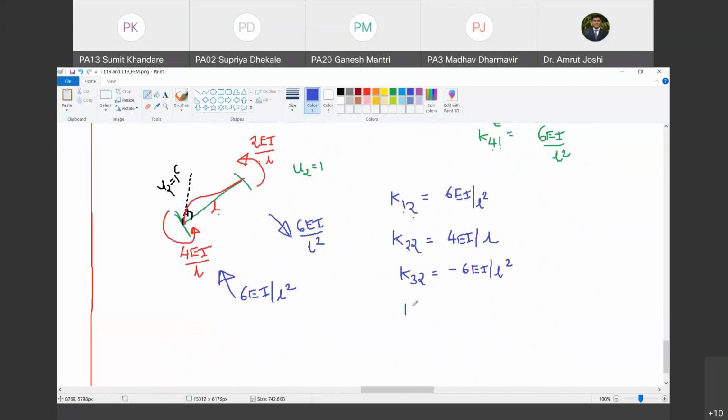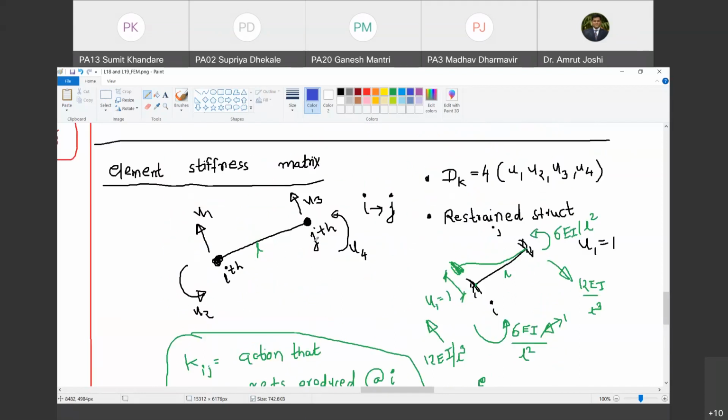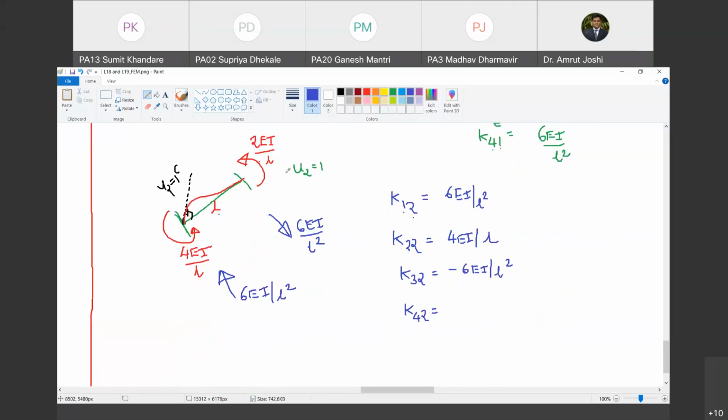What is K42? Action that gets produced at 4 due to unit deformation at 2. What is 4? 4 is U4, that is rotation. What action should I be looking for? Rotation, a moment. So moment is 2 EI by L. So it is anti-clockwise, so positive. Happy? Yes, sir. So these are the stiffness coefficients.